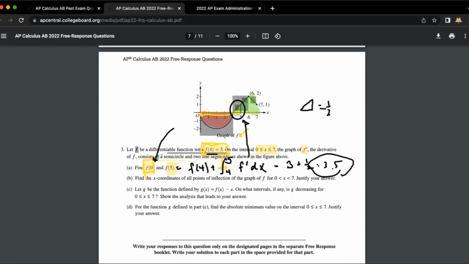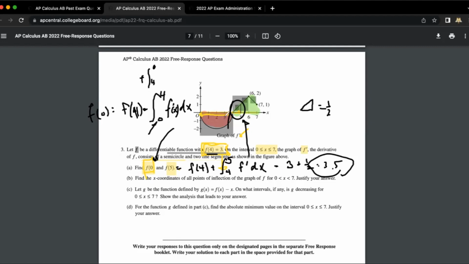On the other hand, we have to remember, if we're going backwards from the 4, we're going to have to subtract, okay? So if I want f of 0, it's f of 4 minus the integral from 0 to 4 of f prime of x dx. You could also think of plus the integral from 4 to 0, but that's kind of a more advanced thought process. Okay.